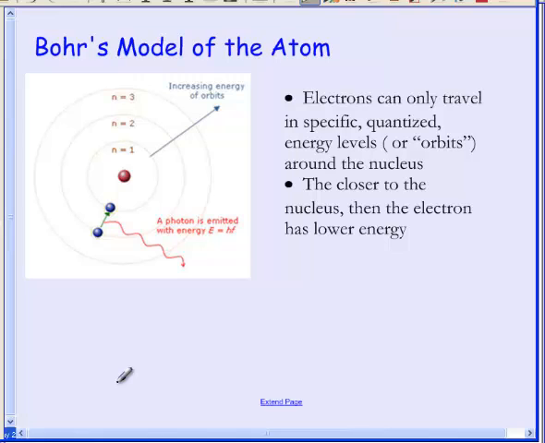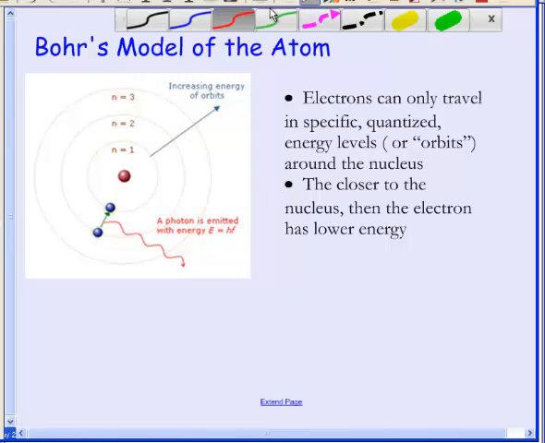So we have to revise how we viewed the atom. So according to Bohr, electrons exist at certain measurable energy levels. And we call those orbits or energy levels, a lot like the planets surrounding the sun or orbiting around the sun. If this were the sun, then this would be the orbit for Mercury, Venus, Earth, etc. Now, unlike Rutherford, who believed that electrons were just somewhere outside of the nucleus, Bohr believed that the electrons exist at these specific energy levels.